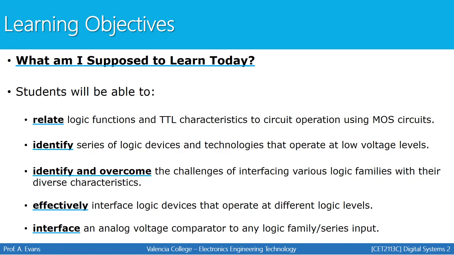So now that we have two different families, how can we make sure that those two different families will be able to work well together? And if not, what do we do about it? We're also going to talk about low voltage technology and comparators, analog voltage comparators.